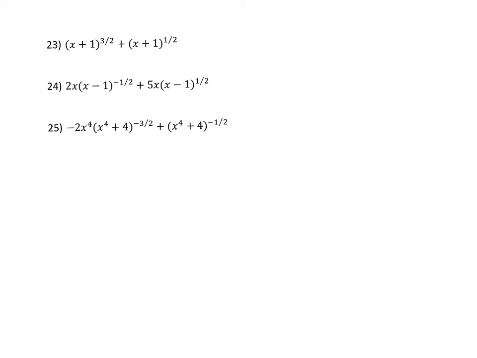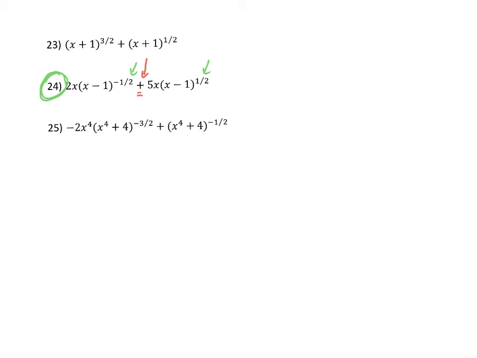So I'm going to go ahead and pick out number 24. Number 24 has one negative exponent and one positive exponent on a common binomial factor. So I think this is a good one for us to use as an example to remind you how we attack these things. So remember, these expressions, the terms are separated by either a plus or a minus sign. So here's the plus sign, and that means I'm going to be looking at the first term, 2x times the quantity x minus 1 to the negative 1/2, and 5x times the quantity x minus 1 to the 1/2.